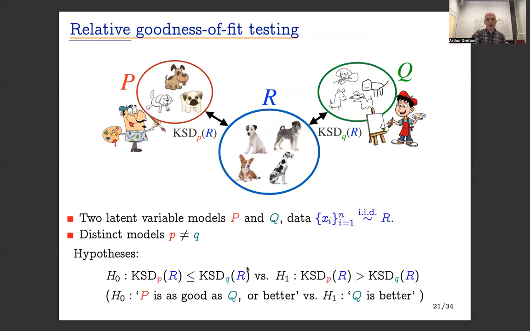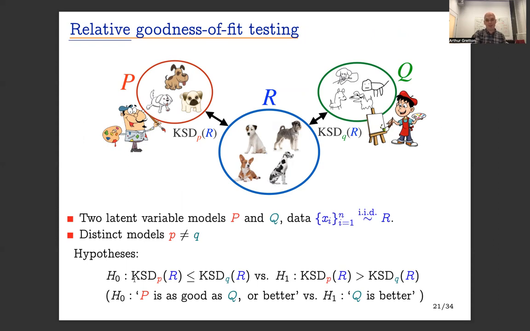Now remember our goal. Our goal is to do relative goodness of fit testing. So now we have two rival models, P and Q. So this is one artist trying to draw dogs. This is a second artist trying to draw dogs. And we want to know which of these two is closer to the reference distribution of photographs of dogs. So let's say we have a kernel-Stein discrepancy between model P and R, a kernel-Stein discrepancy between Q and R. We have samples from R, we have distinct models, and then we want a hypothesis test.